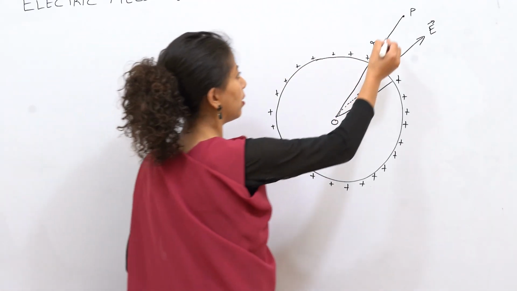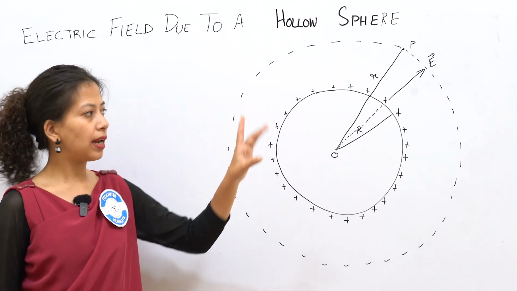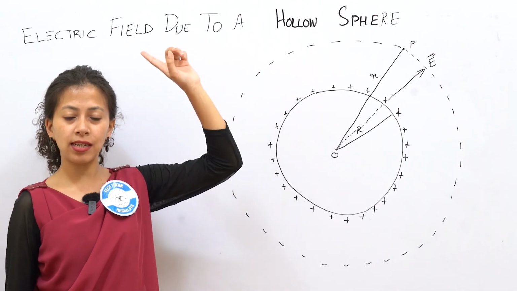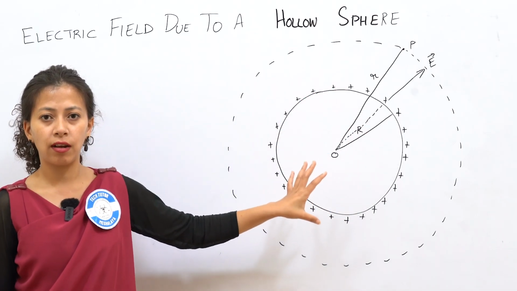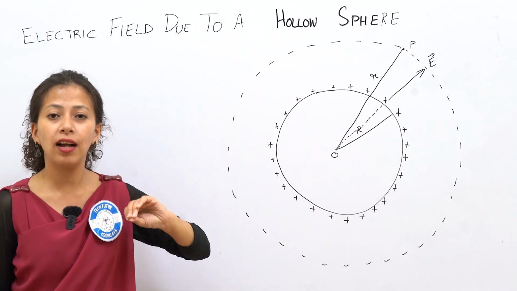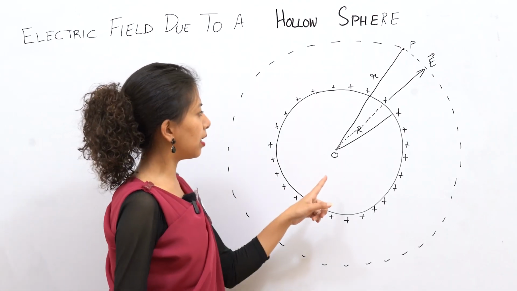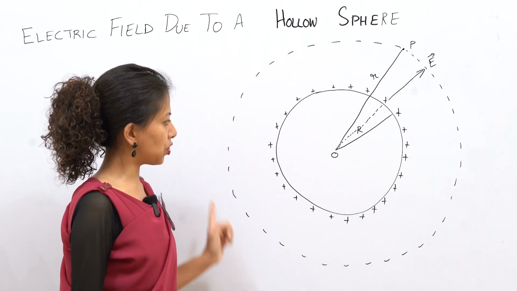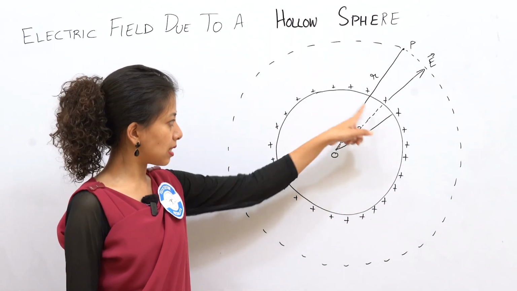Let us draw it. The Gaussian surface is represented by dotted lines. It passes through point P and encloses the charges of the hollow sphere. So we have constructed a spherical Gaussian surface concentric with the given sphere such that it passes through point P. Concentric means they share the same center. This Gaussian surface is drawn with the same center O as this hollow sphere.